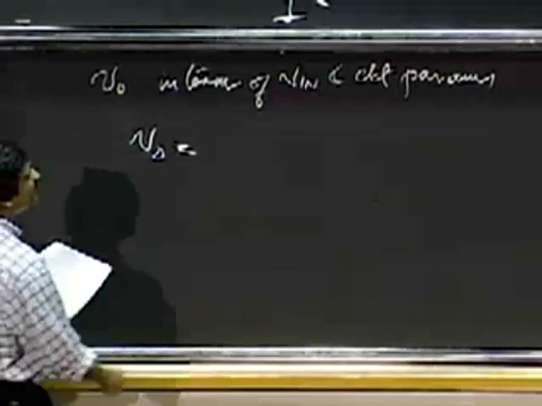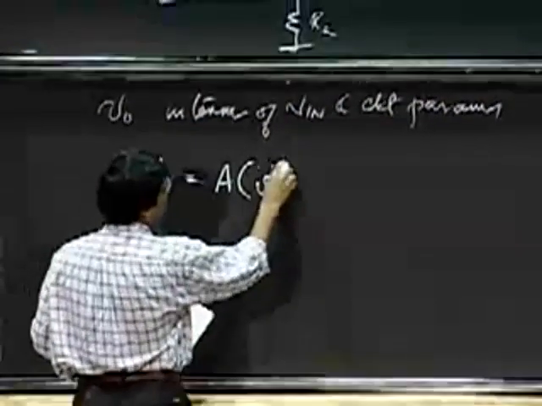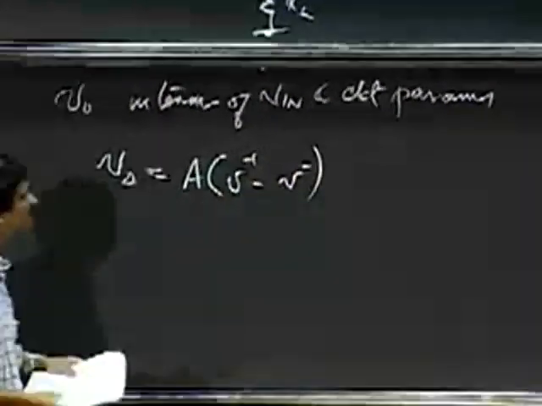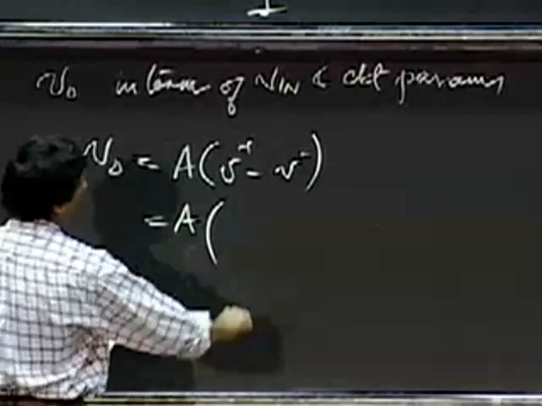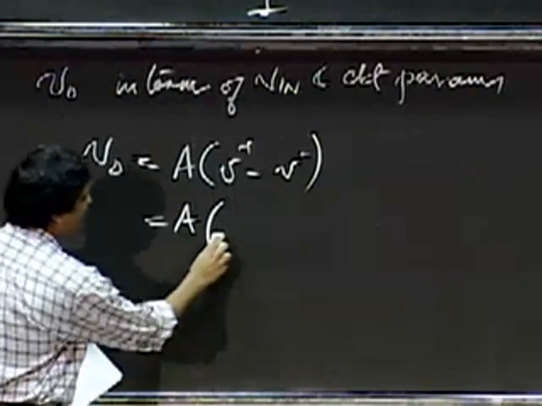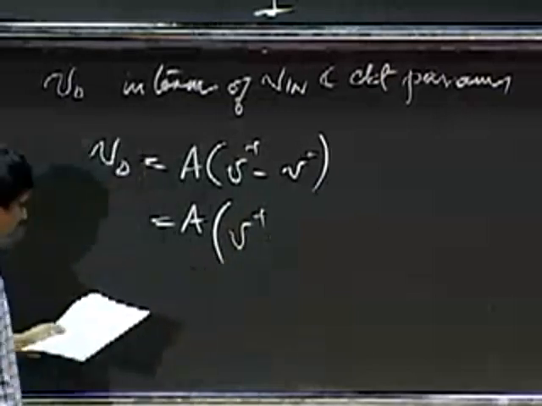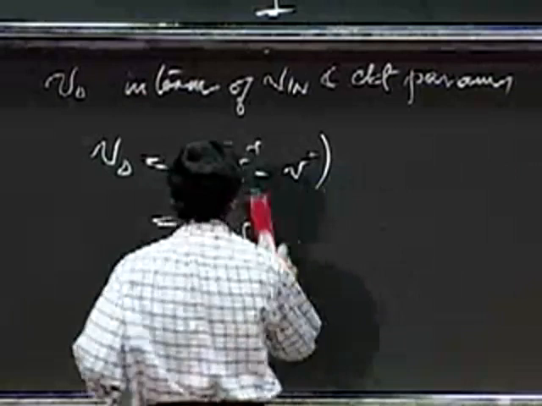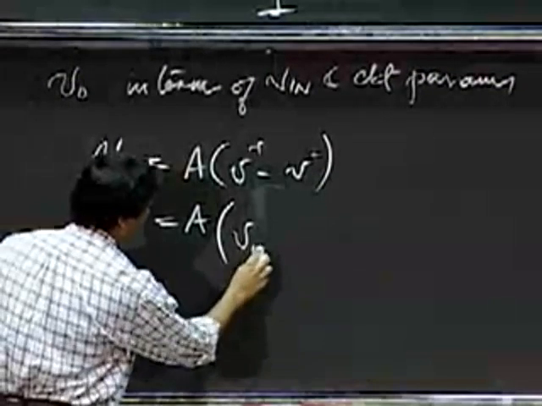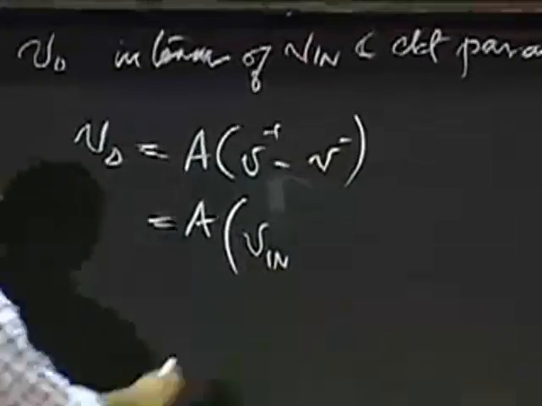All right, so let's do that. What I can do here is V naught is A times V plus minus V minus. It's actually really simple. And then if I take V plus here, I know V plus is simply V in, so I'll just make that substitution right away. So V plus is simply V in. What is V minus?